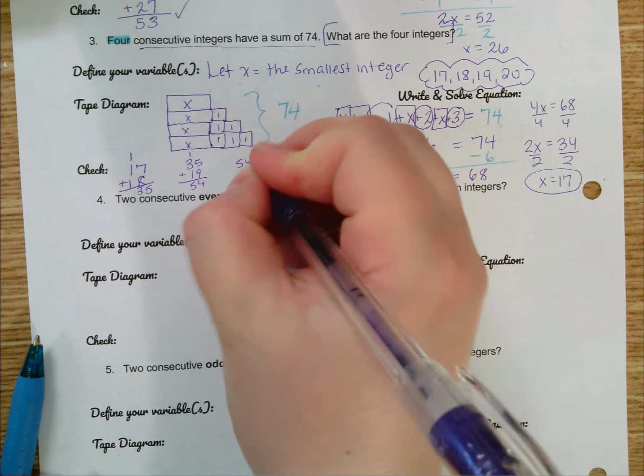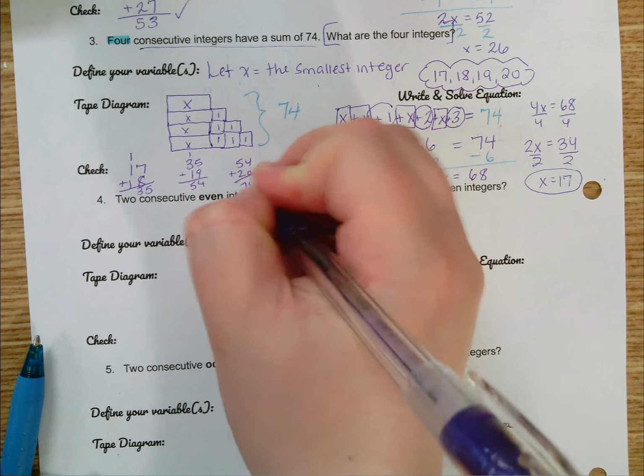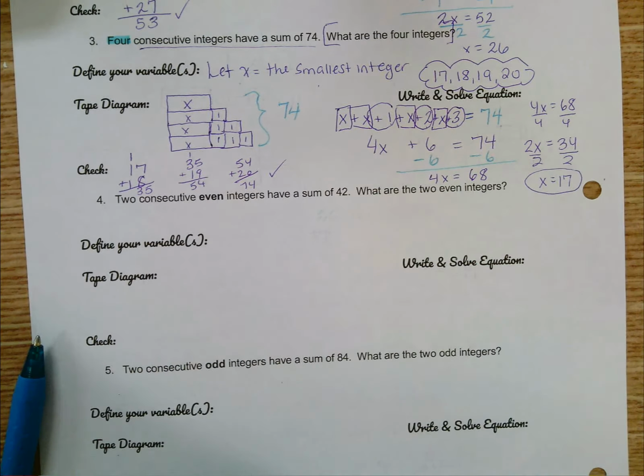54 plus 20 does in fact add up to 74. So I did this correctly. They all add up to 74.